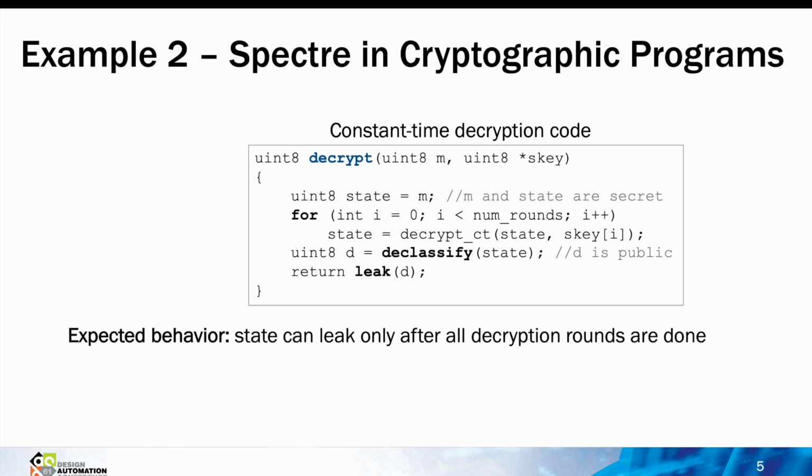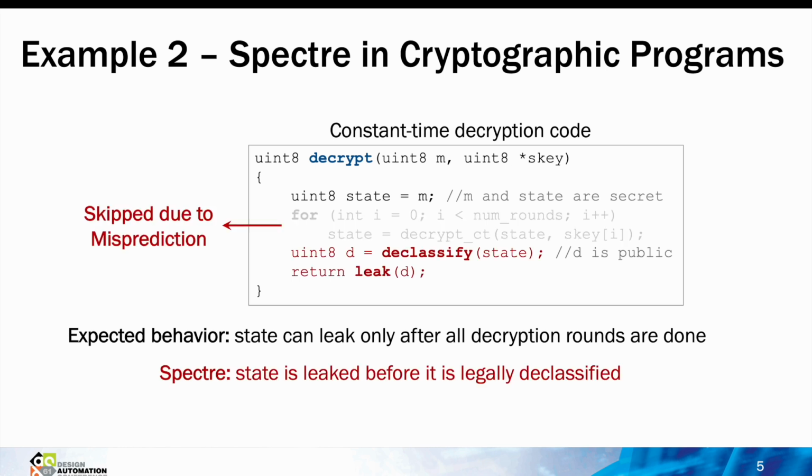In the second example, we show the vulnerability of constant-time cryptographic programs. In these programs, the secret is loaded non-speculatively but never leaked before it is legally declassified. For example, in the shown program, the state is secret at the beginning and it is allowed to leak only if all rounds of decryption are completed. However, the for loop can be skipped due to branch misprediction and leak the secret state before it is legally declassified.